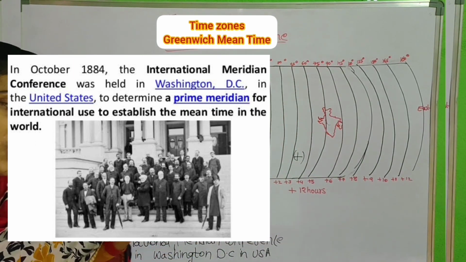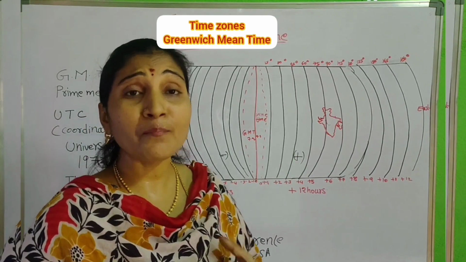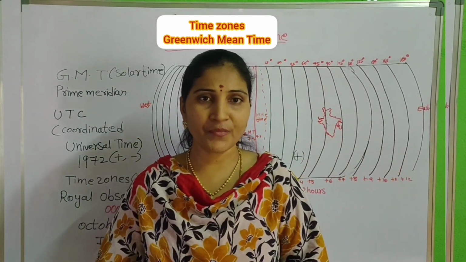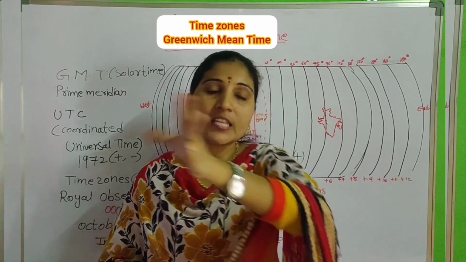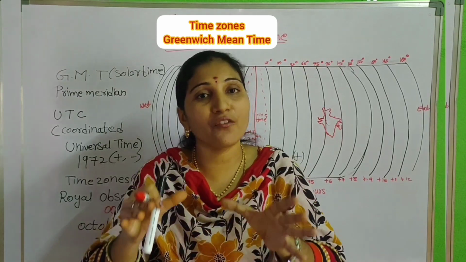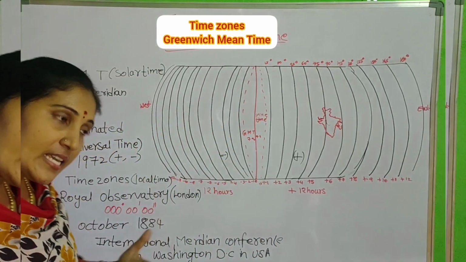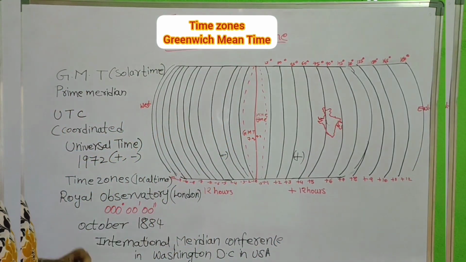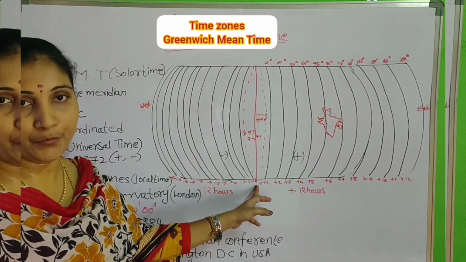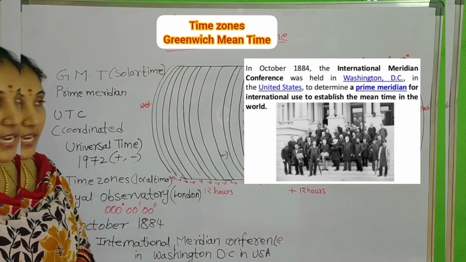Because each and every zone has its own local time, it was very problematic at the time of transportation or in emergency cases. In one area the time would be different, and in another area the time would be different. To solve such confusion, all the delegates gathered in Washington DC in the USA and made 0 degree longitude the standard meridian. Okay, that is called the International Meridian Conference. Is it clear till here?